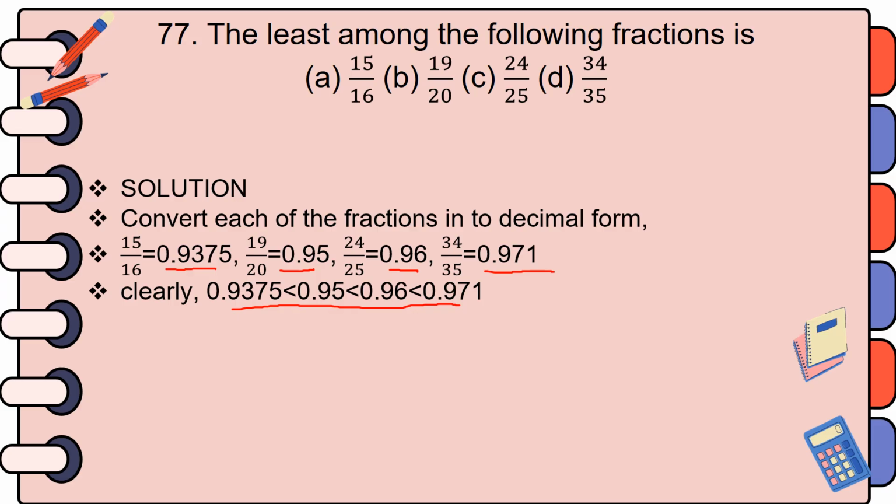So the least one is 0.9375. This decimal is the least one among the other decimals, and the associated fraction with this decimal is 15 over 16. So your answer for this question is choice A, 15 over 16. It is the least among the fractions that are given here in choices A, B, C, and D.